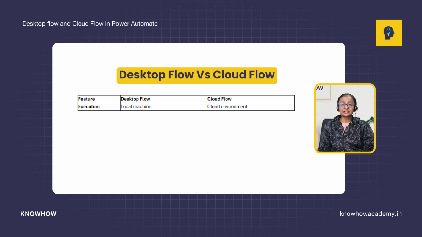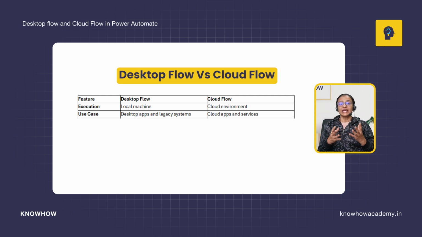Now let me tell you the second difference, that is use case. If you want to interact with a legacy system and automate certain boring or repetitive tasks, at that time you can use desktop flow. If we talk about cloud flow, if we want to integrate, or establish communication between different apps which are running on the cloud, at that time we need to use cloud flow. The third difference is trigger.